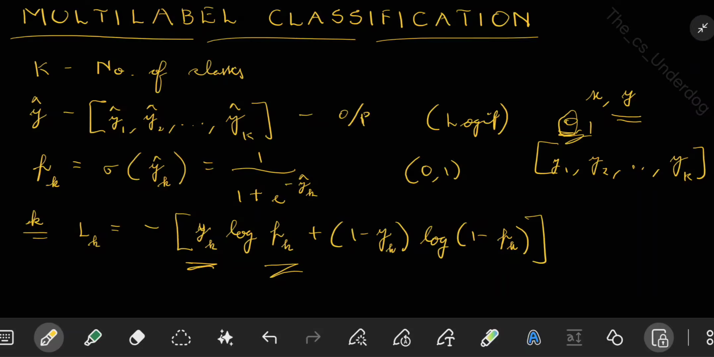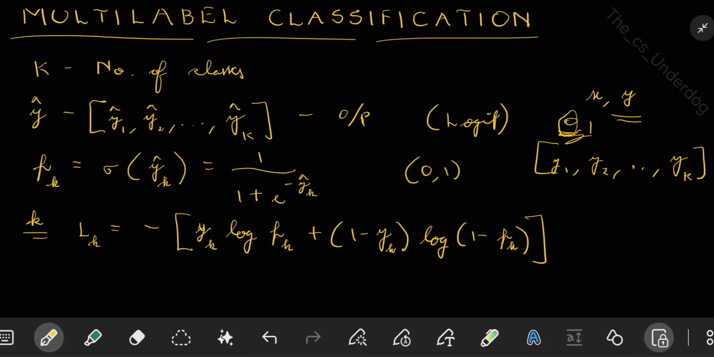The model told us that this is the probability, but yk is the real point of whether it belongs to this class or not. And then 1 minus yk log 1 minus pk. So 1 minus pk, because if pk is the probability that it belongs to this class according to the model, then 1 minus pk is the probability that it does not belong to this class. So that is the logic used here.